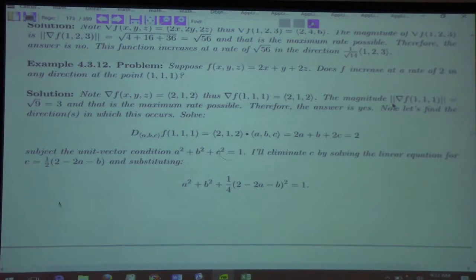Yeah, let's look at this question for just a second. This one's kind of awful. Suppose you have a function of 3 variables. Well, that's a reasonably nice function, though. Does f increase at a rate of 2 in any direction at the point (1, 1, 1)?